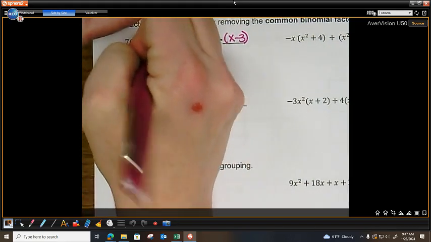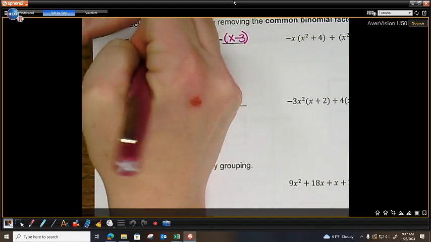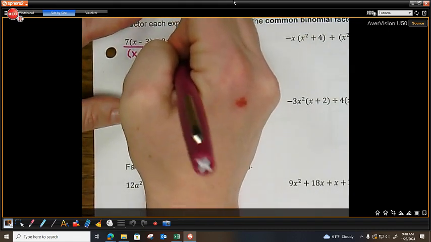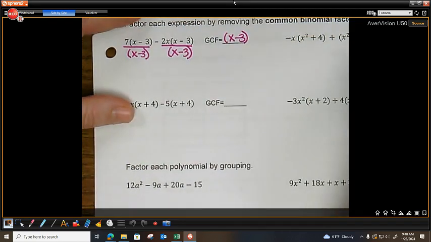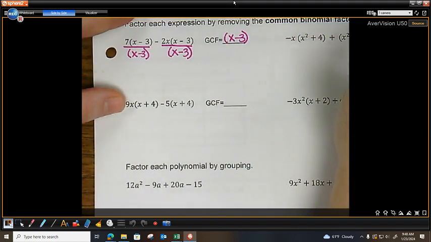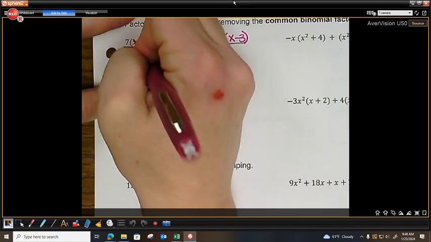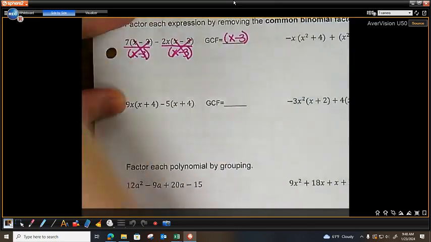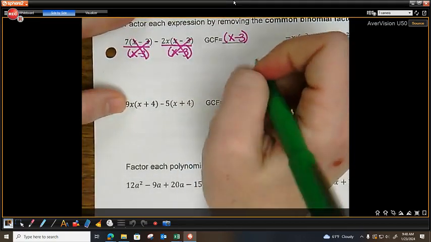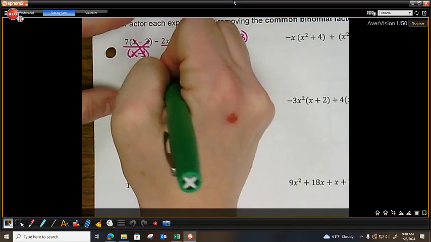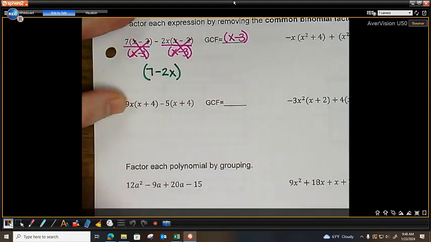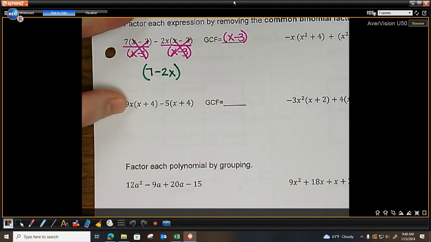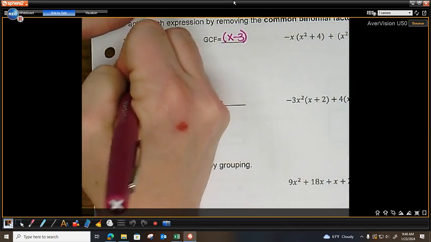Okay, so I'm going to factor out or divide out my x minus 3 just like we did whenever your GCF was only one term. I found my GCF, which was the parentheses x minus 3, your common binomial, so I factor it out, divide it out. The x minus 3's go away on both of them, and what am I left with? 7 minus 2x. I'm going to put that in parentheses just like we did at the front. And then what's going to go in front of those parentheses? X minus 3. In parentheses, your GCF goes out in front.